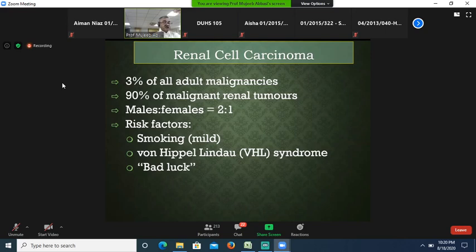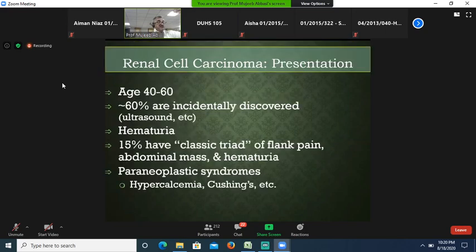So just again, smokers have more risk, and von Hippel-Lindau syndrome. I don't know, but the last one, bad luck. Yes, it can happen with anyone without obvious reasons. Renal cell carcinoma presents between age 40 and 60. 60% are incidentally discovered, as I said, bad luck. Suppose the patient went for ultrasound for different reasons, and they picked up this one.